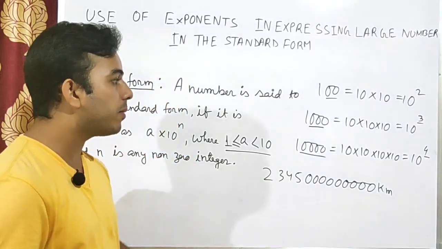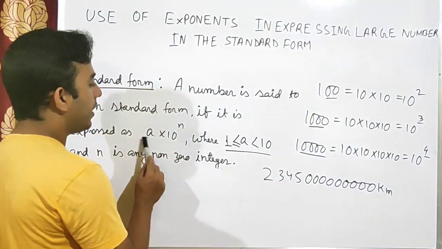So how can we express a number in the standard form? We'll write first, we'll write a.